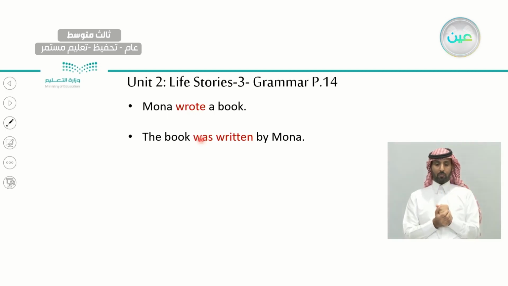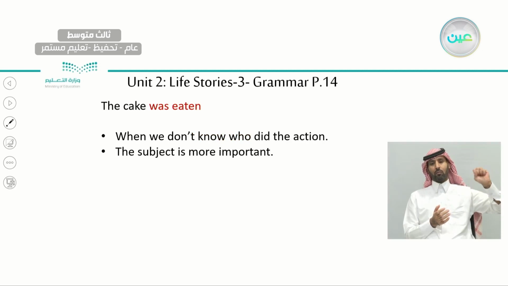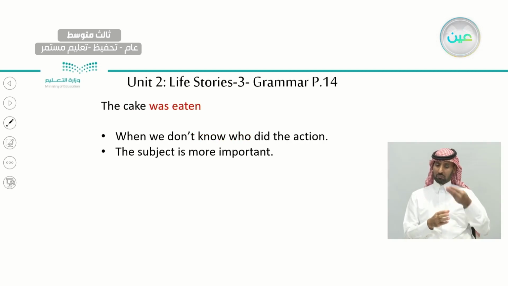طيب هنا Muna wrote the book. طيب why did we use it like this? What do we call this? Here we have in the beginning the book. So it's changed. The book was written by Muna. Why did we use this? I will show you another example. We have the cake was eaten. The cake was eaten. Who ate the cake? Do you know who ate the cake?